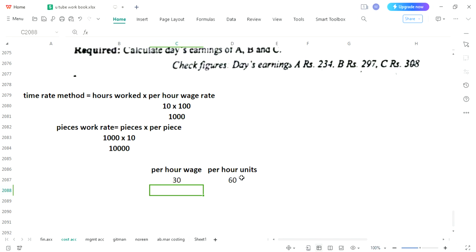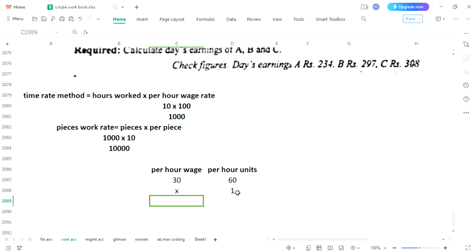So now the next step is, for 1 hour 60 units should be manufactured. For 1 hour they would be paid 30 rupees, and now we want to know if 1 unit has been made, how much amount would be paid. As you know, if 60 units are made, 30 rupees would be paid. Per hour is common for both units and wage. If 60 units are manufactured, 30 rupees would be paid.